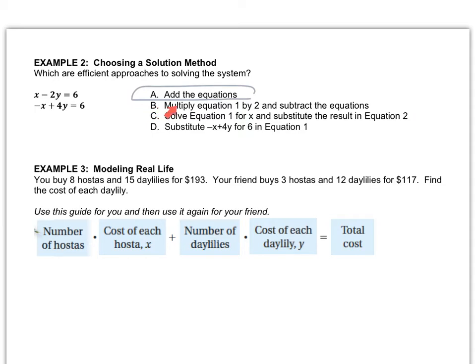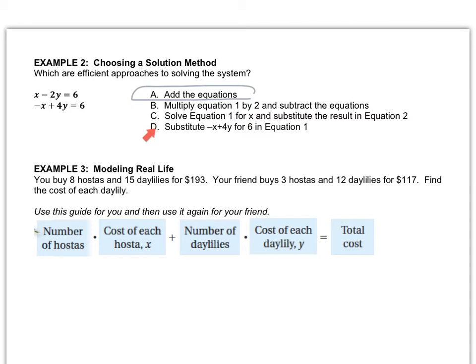Letter B says multiply equation 1, this one right here, by 2 and subtract the equations. That's really close, but if you multiply by 2, this would be a negative 4, which would mean that you would have to add them. So that one is wrong. Letter C says solve equation 1 for x and substitute the result in equation 2. You could do that. That's the substitution technique. But when it's written in this form, it's much more work to use substitution. So while C is correct, it's not efficient.